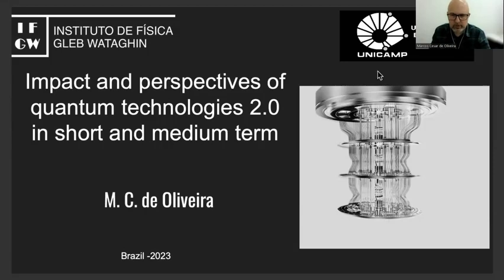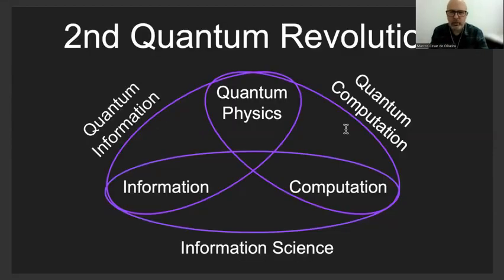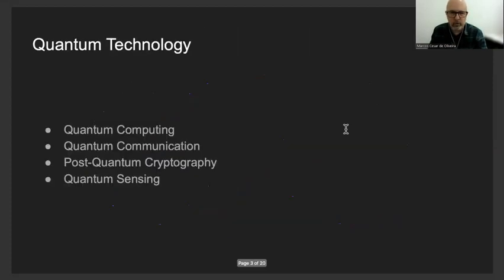Okay, so the first thing is, what is this 2.0? We are in the middle of the second quantum revolution that joins quantum physics, computation, and information in what is called quantum information science. So this joins applications in quantum information, quantum computation, and in general information science. We have lots of things happening right now in terms of applications. But of course, this all started a long time ago. I will talk about that.